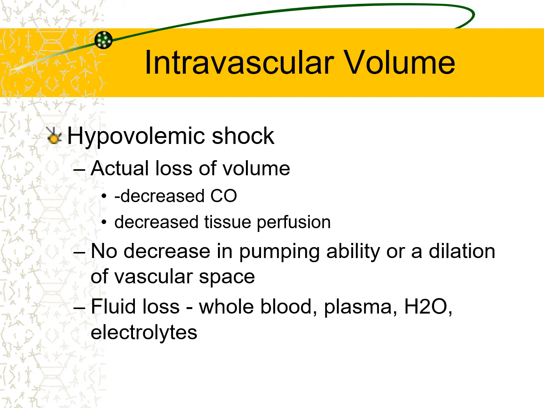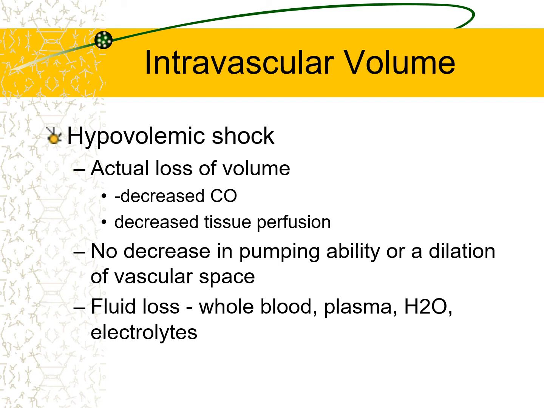So in this type of shock, there is not a relative loss of volume because of leaking endothelium, but instead we have an actual loss of volume. Therefore, we have a decrease in preload, we have a decrease in cardiac output, we have a decrease in tissue perfusion. There is not widespread vasodilation, as we saw with the distributive shock. There is no decrease in the pumping ability of the heart muscle itself. It is simply a loss of volume.